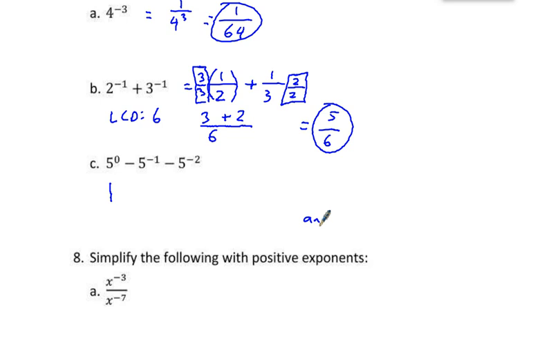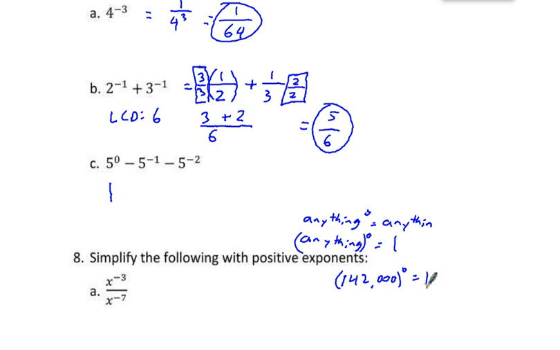Anything to the 0 power. If it was like this, actually only the g is to the 0 power. Where if we had anything to the 0 power, that would equal 1. So whether it is 142,000 to the 0 power, it's still going to be 1.